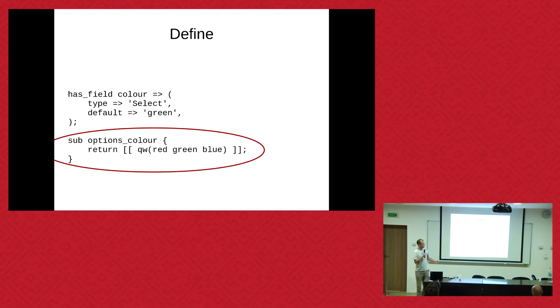And then we can specify the options like this. So what we're seeing here is has_field color and options_color. Basically, anything that's called options_ as a method will relate to the corresponding field here. And yes, some of you might think I've spelt color wrong here, which is fine. I'm not going to argue about that today.